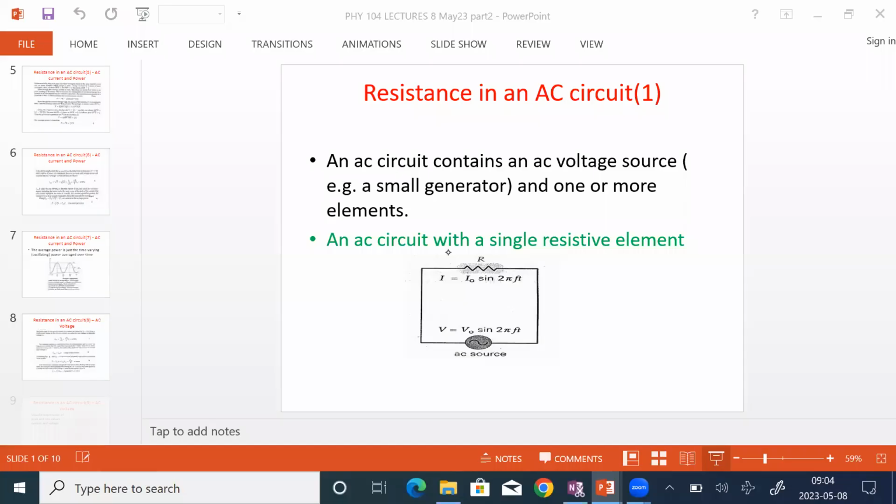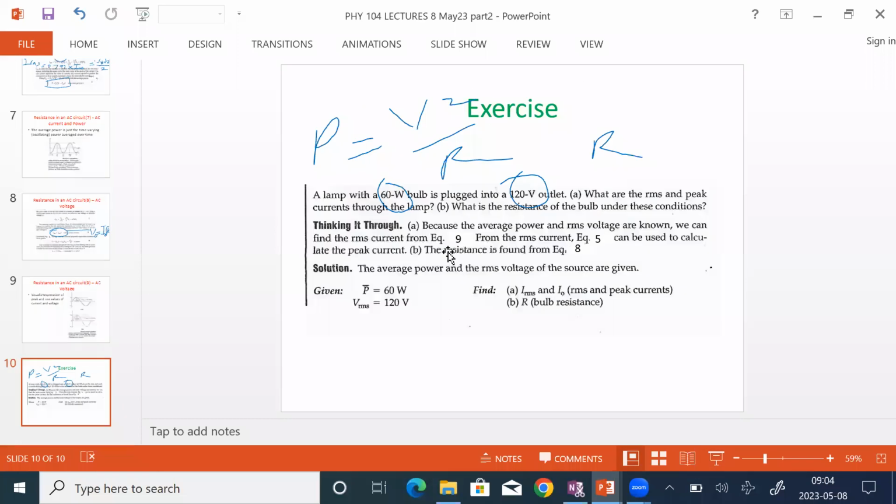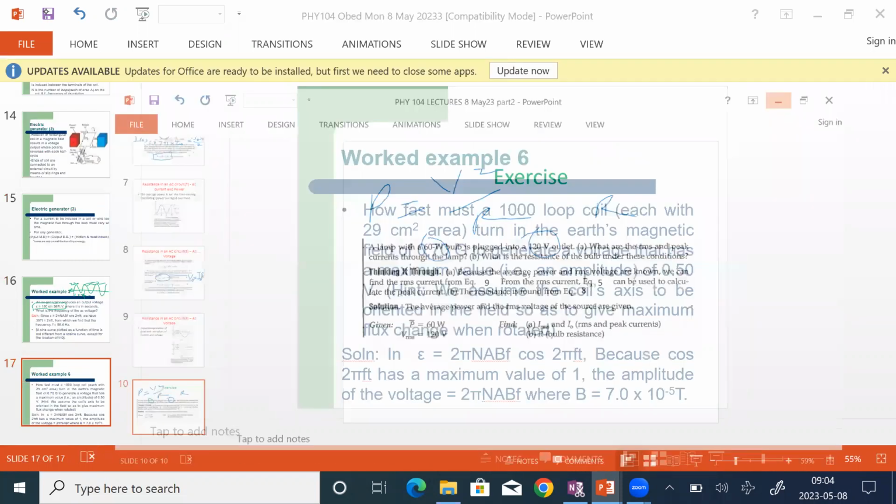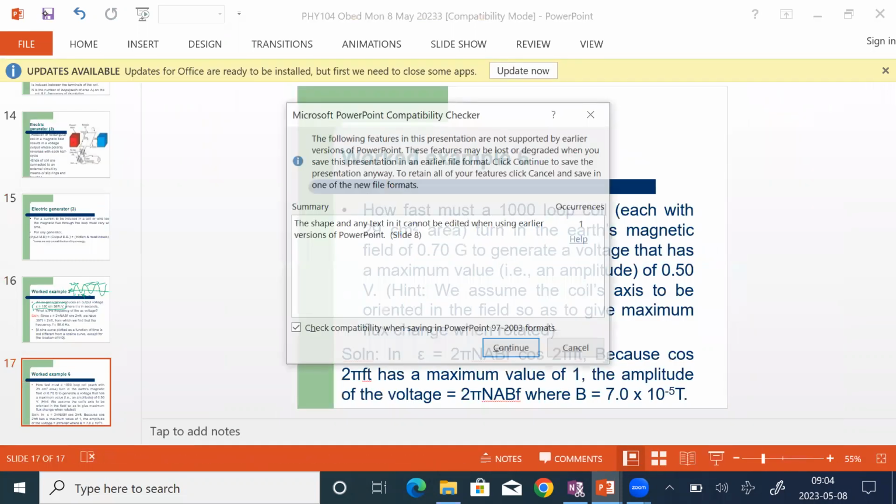So I think by the time you meet on Thursday, if you like, you start all over again. If you like, you do worked examples. So I wish you the best in your examinations.